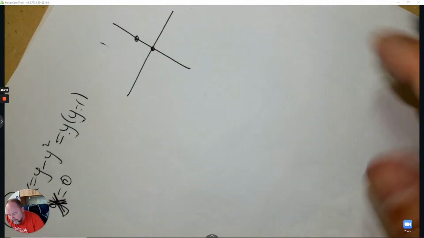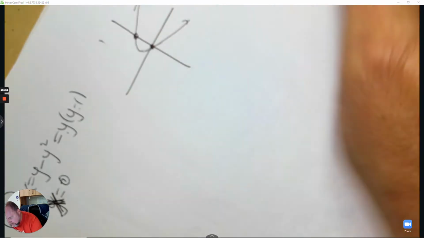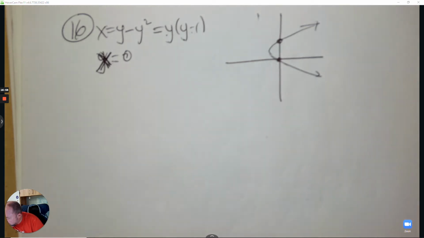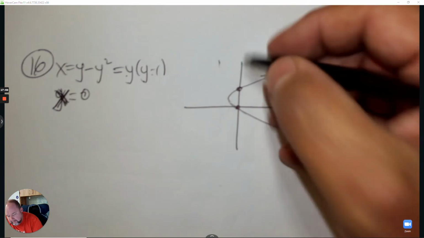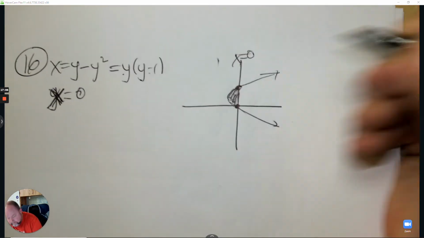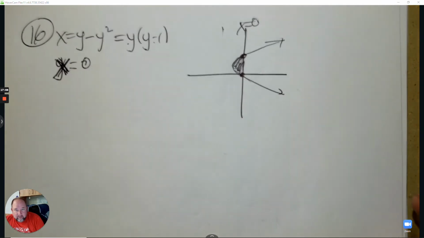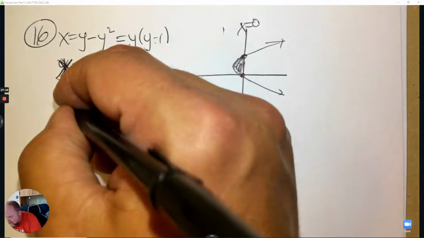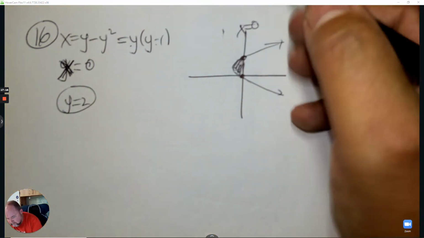And I know the shape of this is a sideways parabola. And the second one is just x equals 0. That's this right here. So this is the area right here that we're talking about. And it says first, use y equals 2 and revolve around y equals 2.